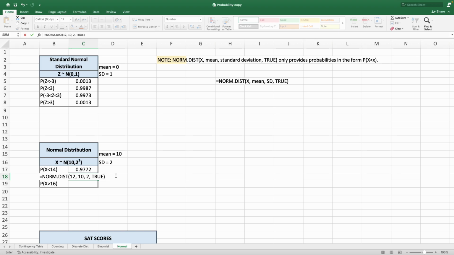But now we want to subtract off x less than 8. So I'm going to do minus norm.dist, open parentheses. So now instead of 12, I'm going to write 8, comma, mean is 10, comma, standard deviation 2, comma, true. Close parenthesis, enter.